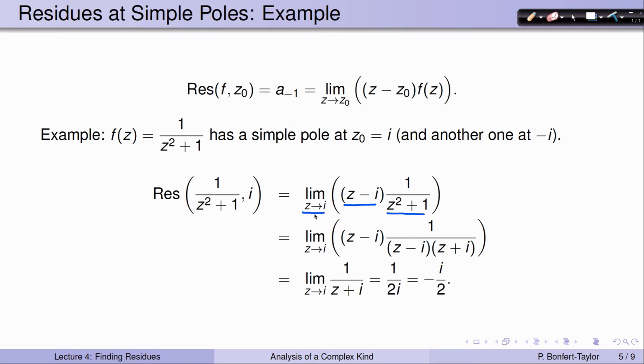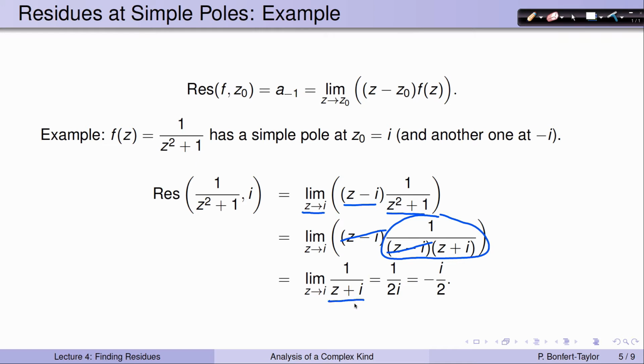But 1 over z squared plus 1 is actually equal to 1 over (z minus i)(z plus i), because we can factor the denominator. The z minus i in the denominator cancels out with this z minus i, so that we're left with simply 1 over z plus i.